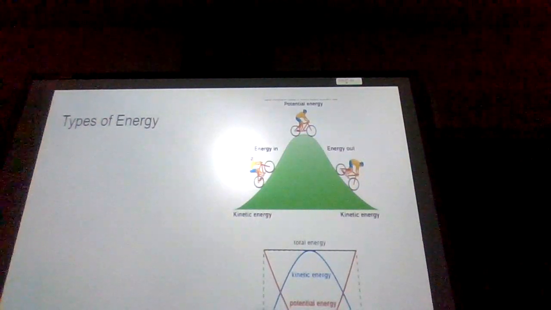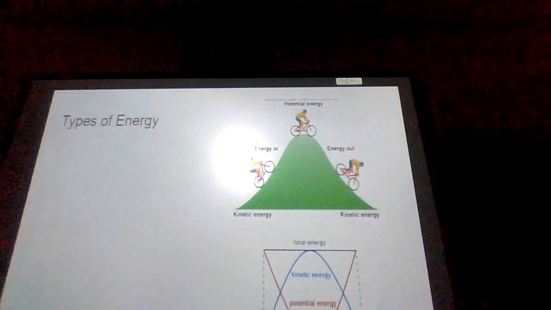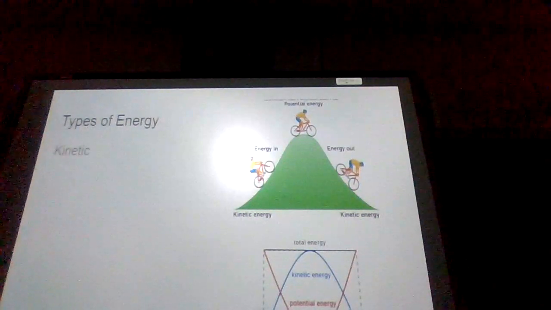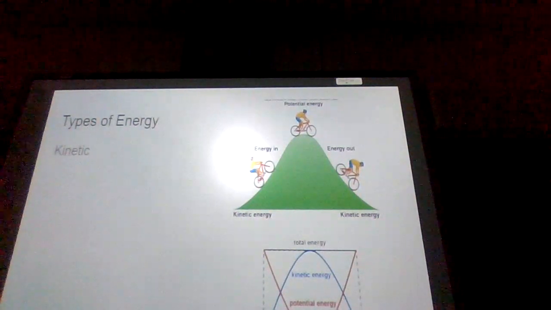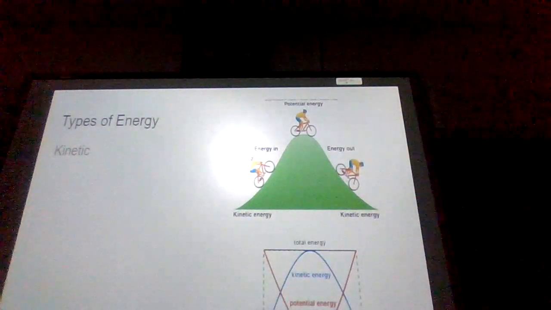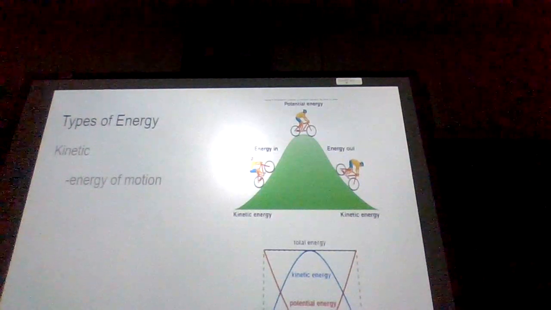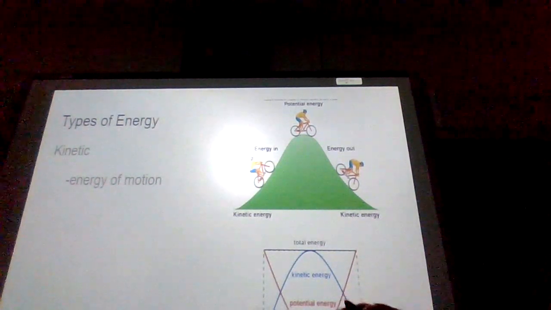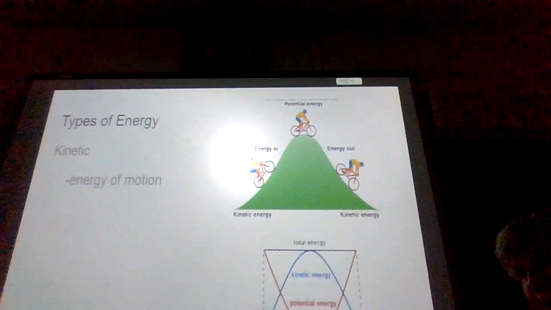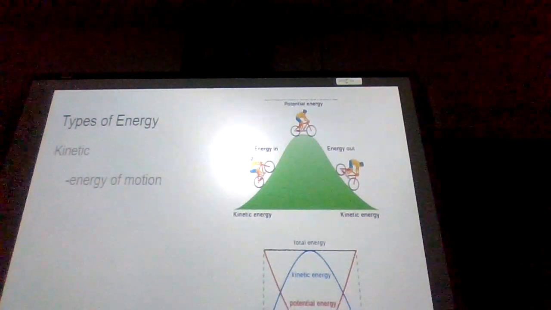Okay, again, more physics. Types of energy. And I'm guessing you probably are familiar with this one. We've got kinetic energy. Kinetic energy is the energy of motion. So if you're pedaling that bike and you're moving, you're expressing kinetic energy.